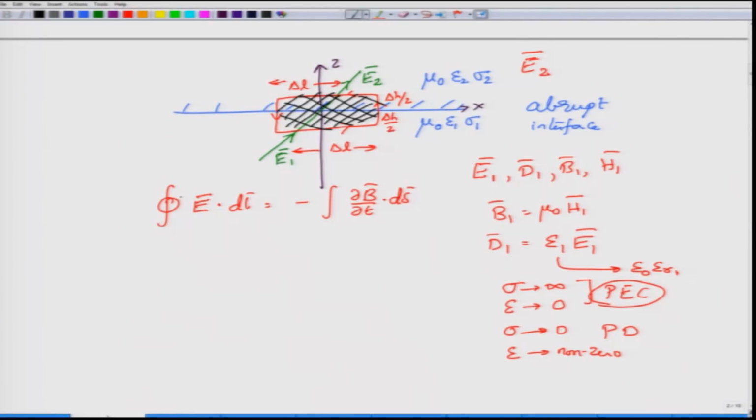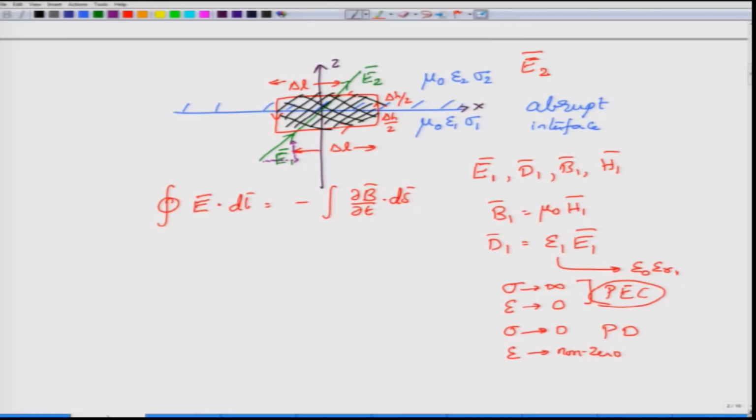So, writing this left hand side with the electric field that I have, I first note that this electric field can be broken up into two parts. One part will be along the delta L axis or the x axis, the tangential component as we would call it, and the other component will be perpendicular to it, along the z axis. And in this dl expression, I am only interested in the horizontal component.